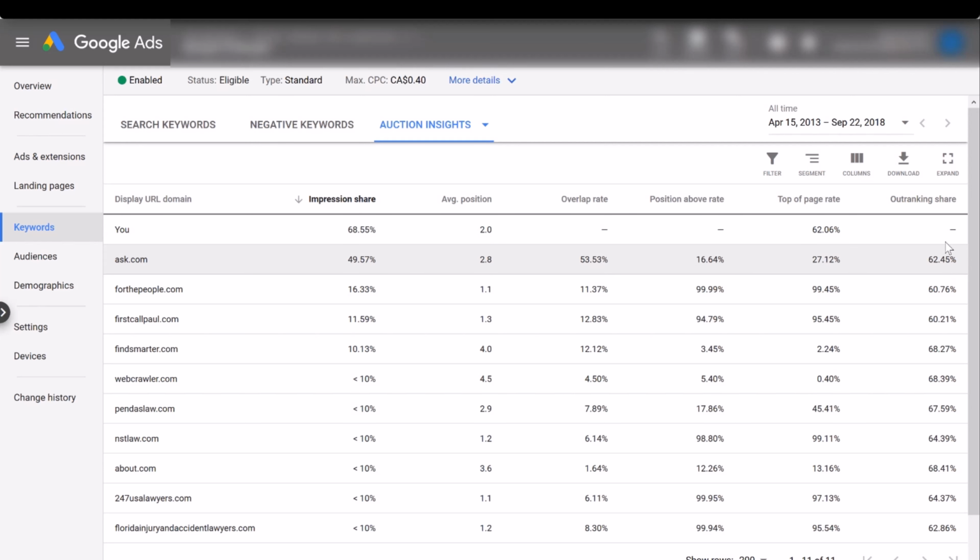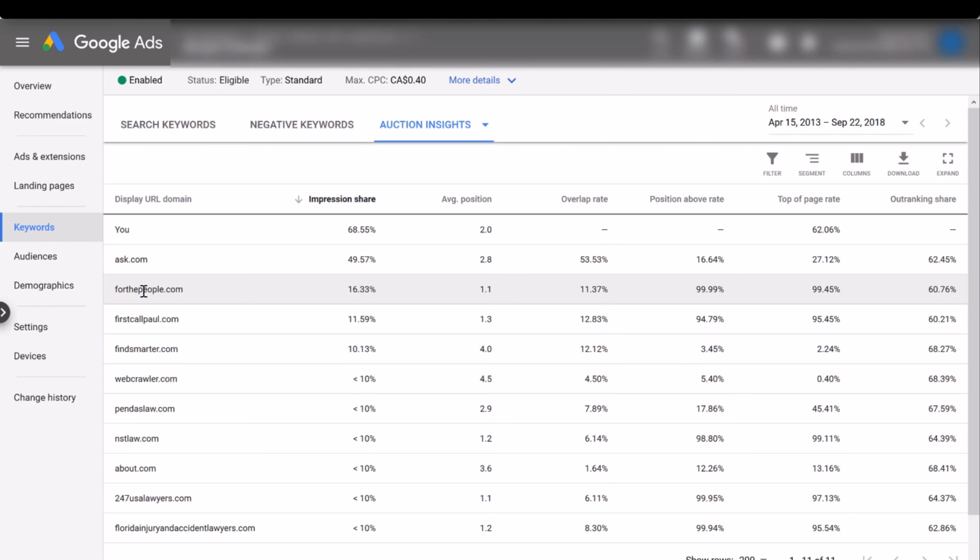So in this case, Ask.com sometimes for this keyword got the top position or the position just above mine. So let's say I was in third place, they were in second. So they got 62% of the time. For the People, they got it 60% of the time, and First Call Paul 60% of the time as well, for whatever reason. So they only overranked my ad 60% of the time relative to how often the ad showed up, which sometimes doesn't make sense. But I guess since they always get the top position rate, I'm not sure how they're overranking, but that's what Google is telling us. So basically, these are all your competitors.